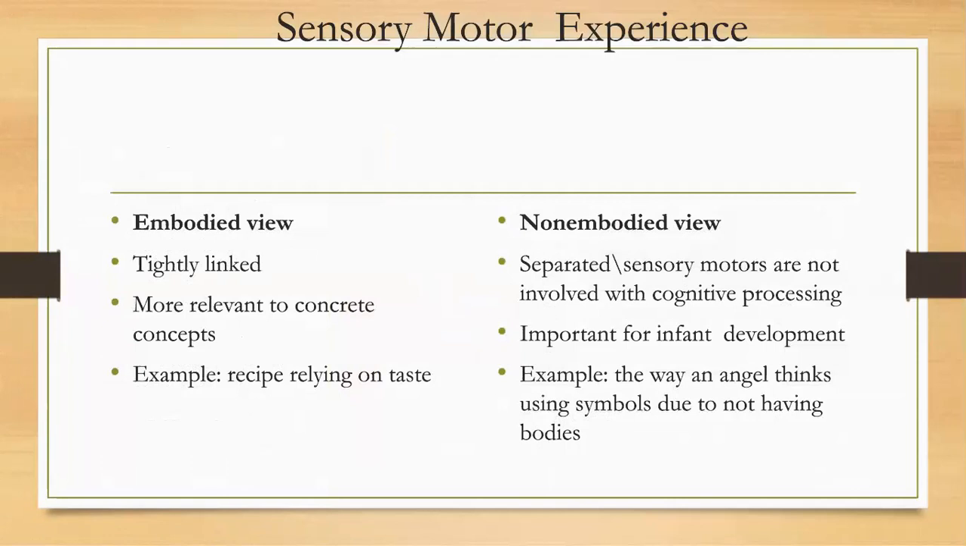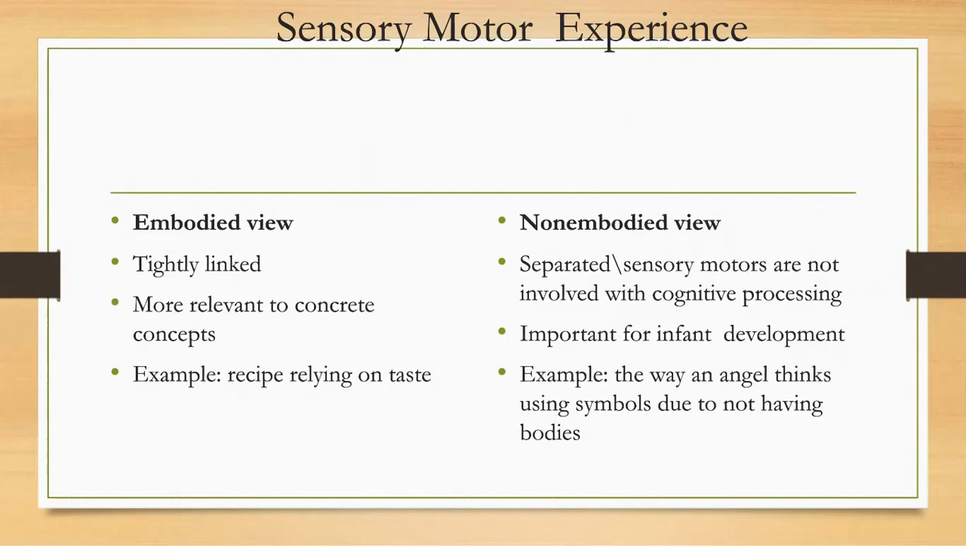So, sensory motor experience. To the left, we have the embodied view, and to the right, we have the non-embodied view. The embodied view is tightly linked and more relevant to concrete concepts. An example would be a recipe relying on taste. You're adding what you want into that recipe, and you pretty much get it based off of the taste of it. You're tasting it to rely on how well you present that.